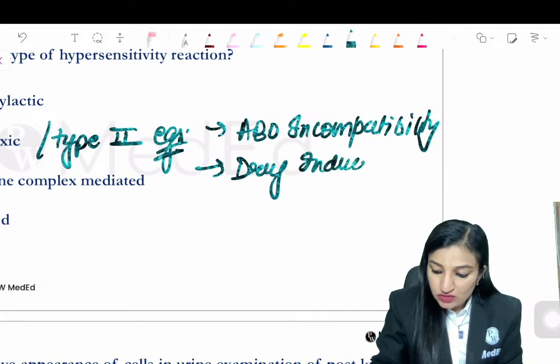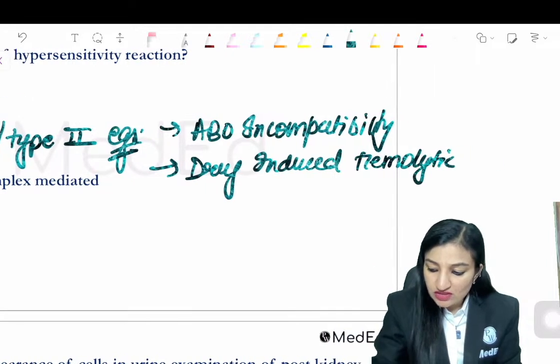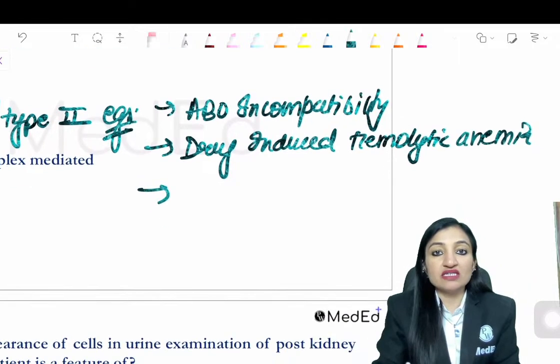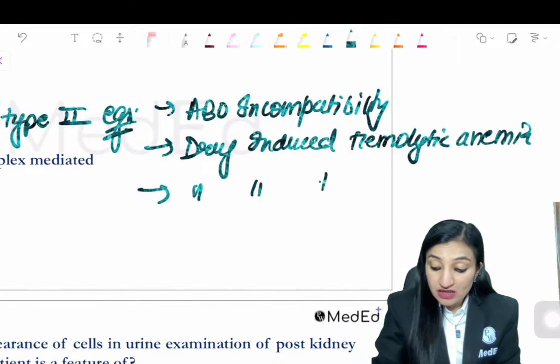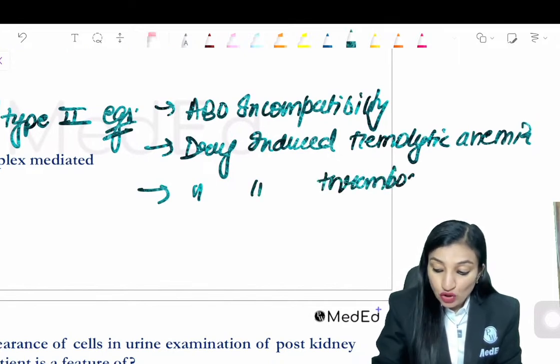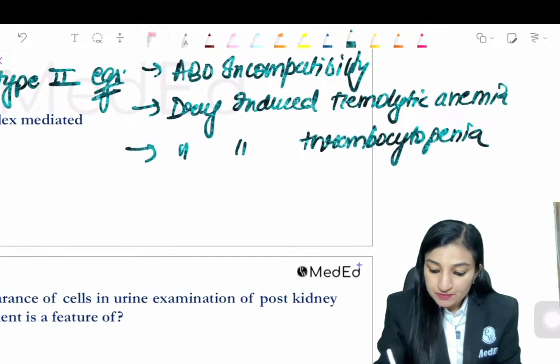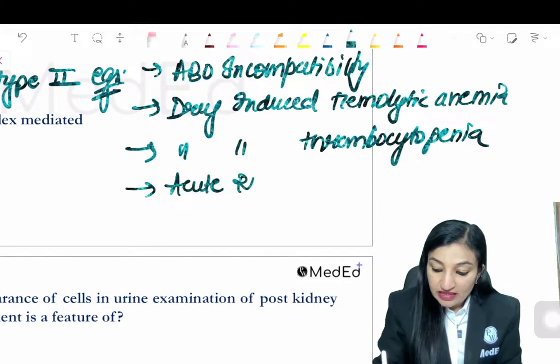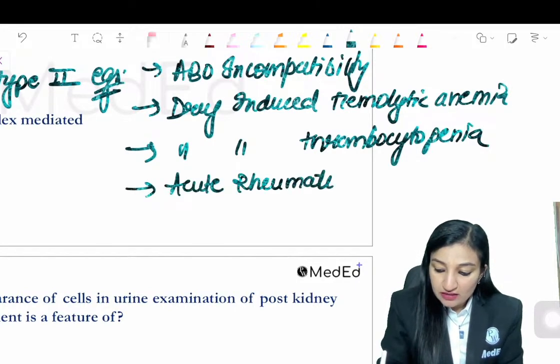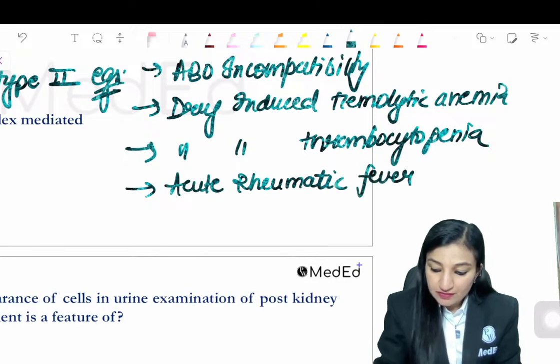Then drug induced hemolytic anemia. So all the conditions where the blood cells are undergoing lysis, most of them are type 2 hypersensitivity. Drug induced hemolytic anemia, drug induced thrombocytopenia. Okay, ABO incompatibility, Rh incompatibility, then acute rheumatic fever.